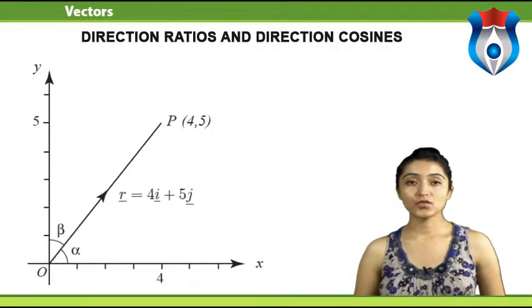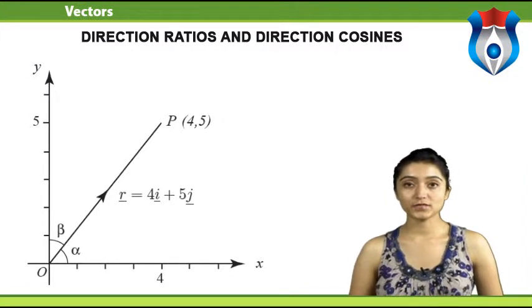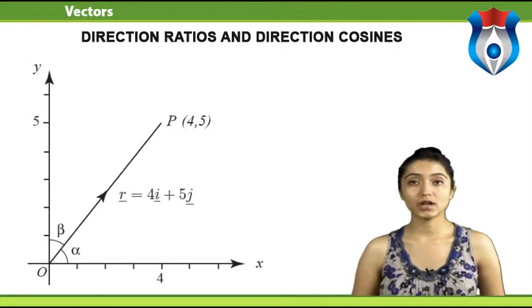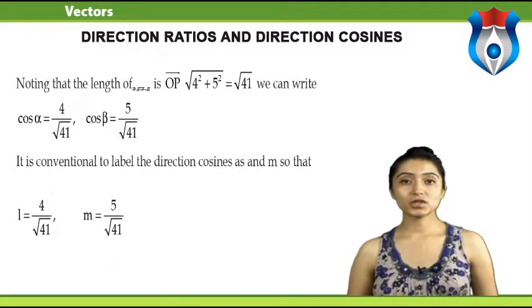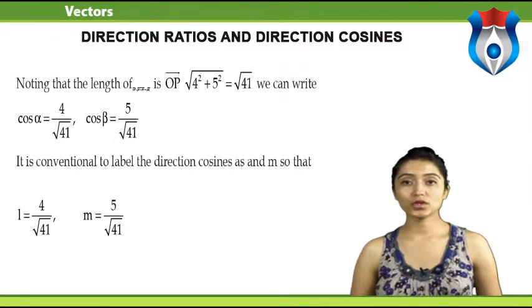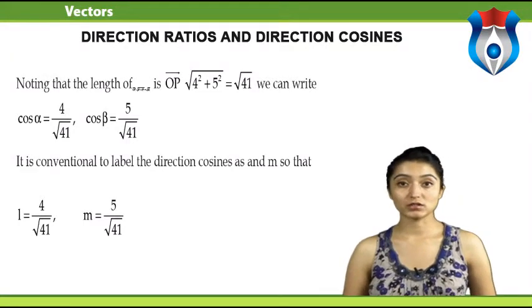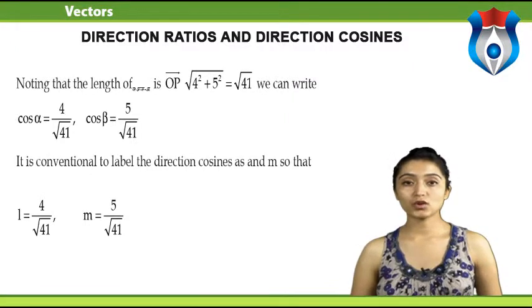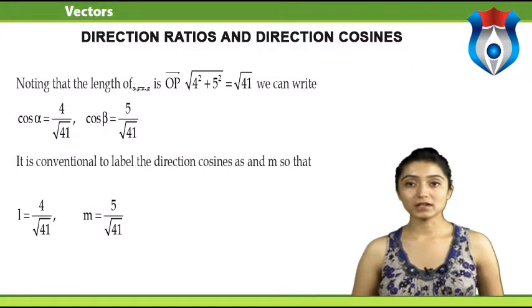Consider the point P (4, 5) and its position vector 4i + 5j as shown on your screen. The direction ratio of the vector OP is defined to be 4:5. We can interpret this as stating that to move in the direction of the line OP, we must move 4 units in the x direction for every 5 units in the y direction. The direction cosines of the vector OP are the cosines of the angles between the vector and each of the axes. Specifically, referring to the figure, these are cos alpha and cos beta.